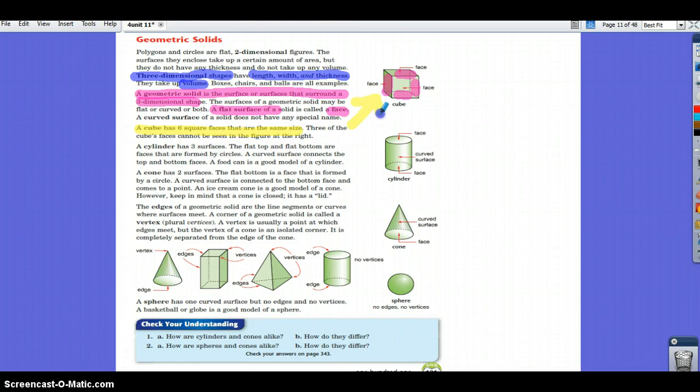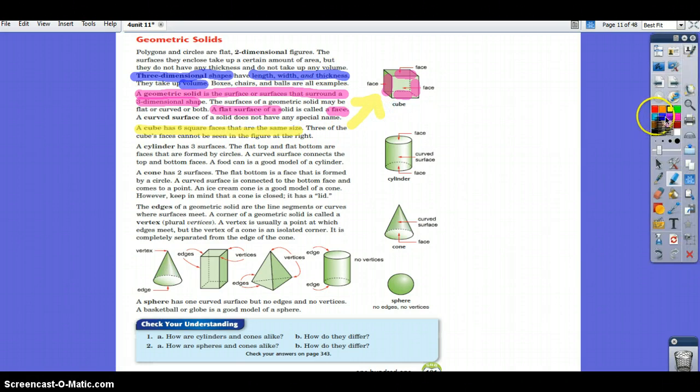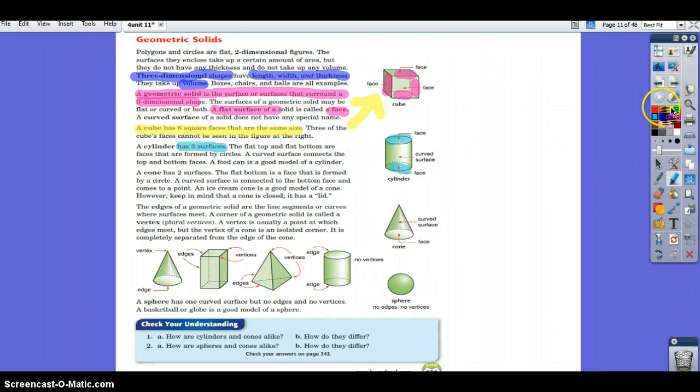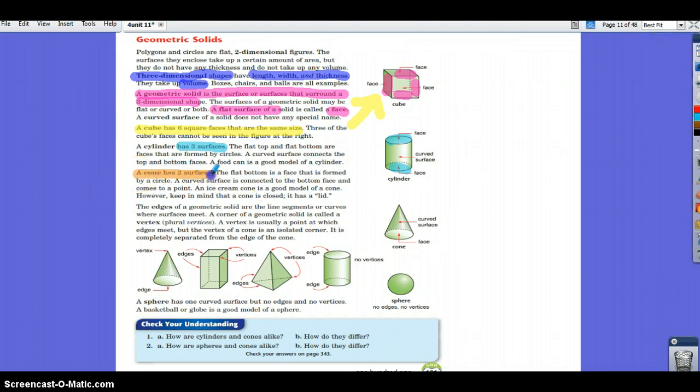That's looking here. A cylinder has 3 surfaces. The flat top and flat bottom are faces that are formed by circles. That's here and here. A curved surface might connect the top and bottom faces. A food can is a good model of a cylinder. A cone has two surfaces. The flat bottom is a face that is formed by a circle. A curved surface is connected to the bottom face and comes to a point. An ice cream cone is a good model of a cone. However, keep in mind that a cone is closed. It has a lid. This part closes it.